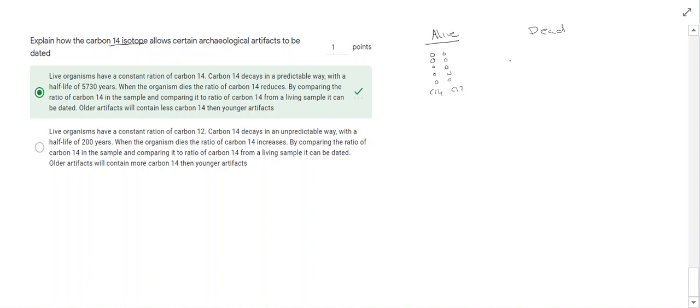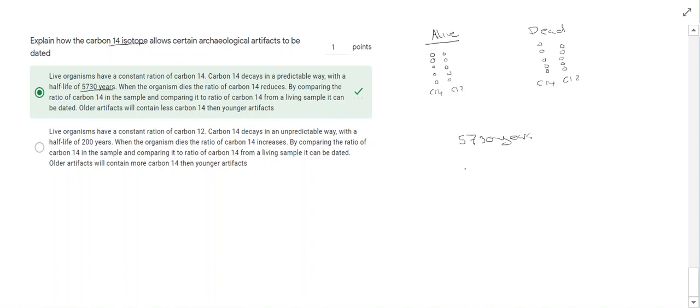Now, when the animal dies, your carbon 12 is just going to stay the same. So 1, 2, 3, 4, 5. But the carbon 14, because it's radioactive, is going to start to break down over time. It has a half-life of 5,730 years. So what does that mean?